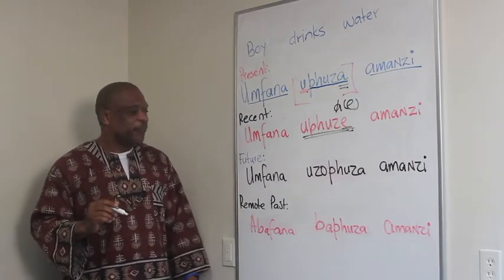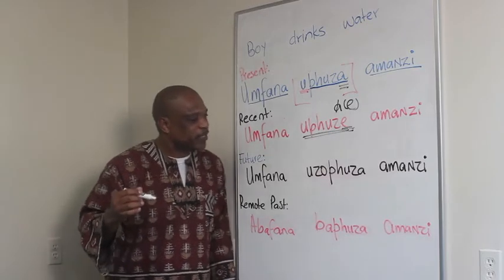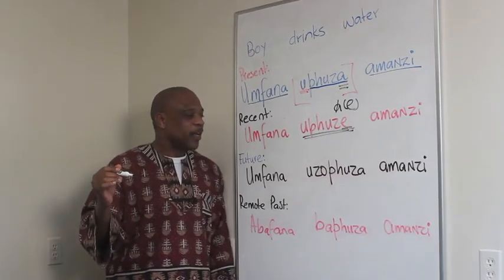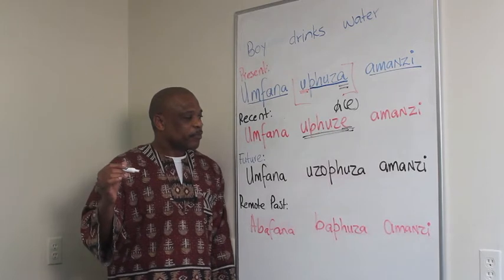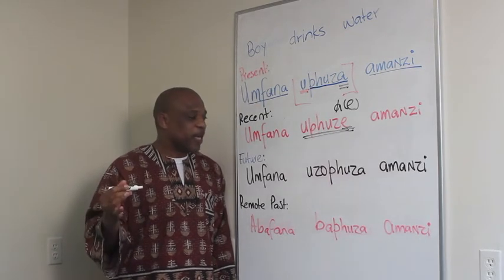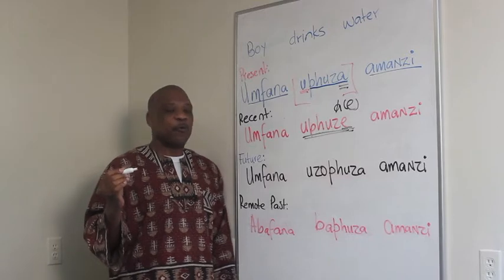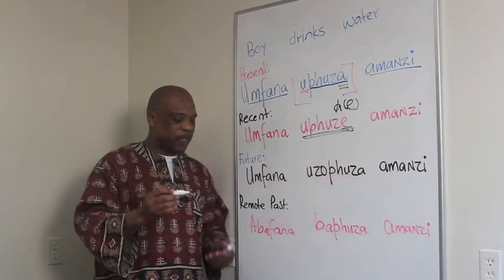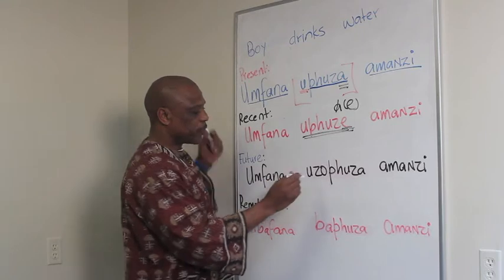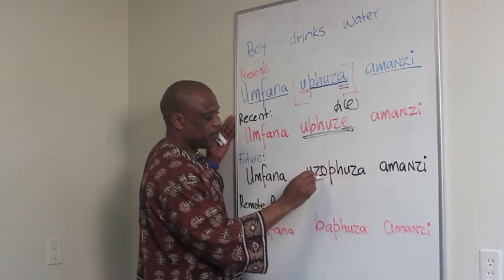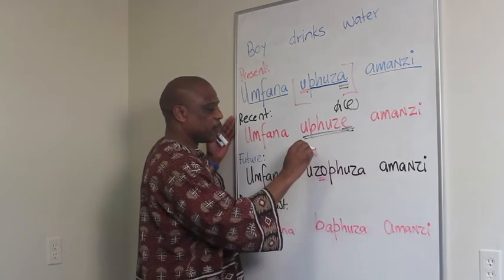At this time, the future tense. The future tense is probably the simplest tense in Zulu to understand. The only thing you have to do here is to put "will." In Zulu, will is zo. See that zo over there? That is will.